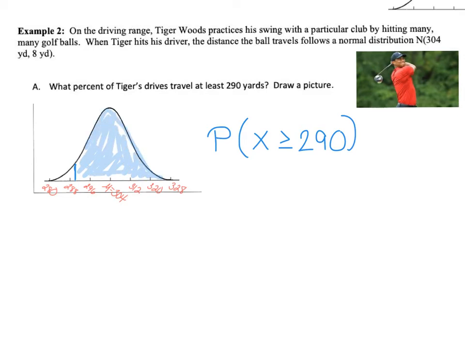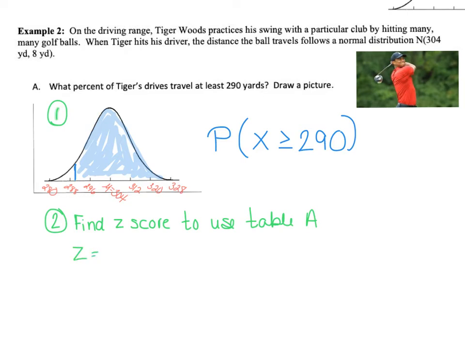Now, I can't use the 68, 95, 99.7 rule, so I am going to have to resort to Table A. In order to use Table A, I need to standardize my value, or in other words, find a z-score. So my z-score would be equal to my value, which is 290, minus my mean of 304, divided by the standard deviation of 8. Toss it in my calculator, and I get negative 1.75, and that looks about right, not quite 2 standard deviations below the mean.